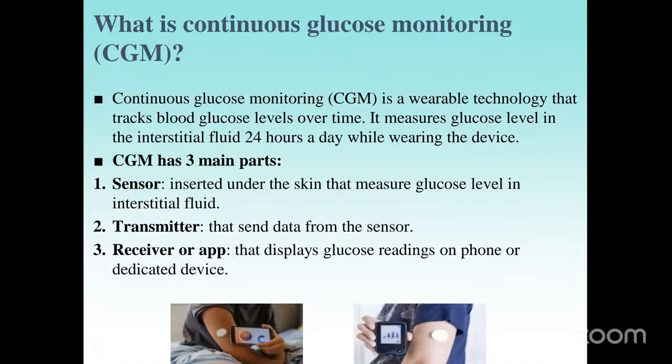The sensor is a device inserted under the skin that measures glucose level in the interstitial fluid, the transmitter sends data from the sensor to the receiver, and the receiver is a screen or display that shows glucose readings on a phone or on a dedicated device.